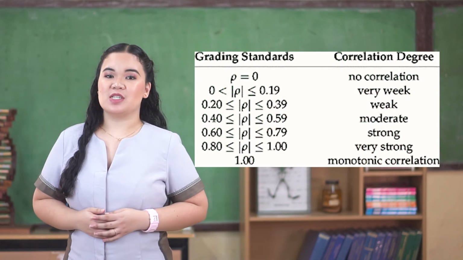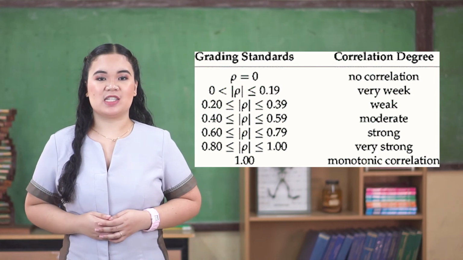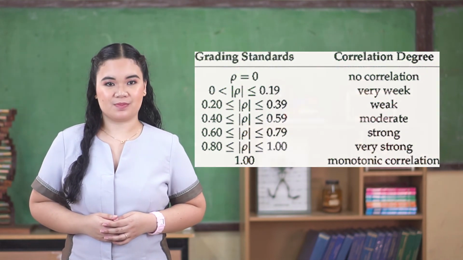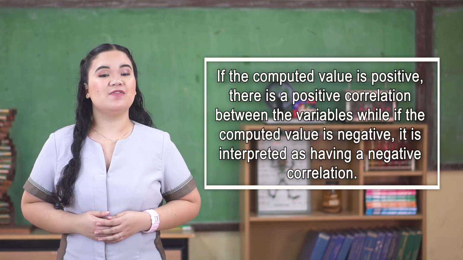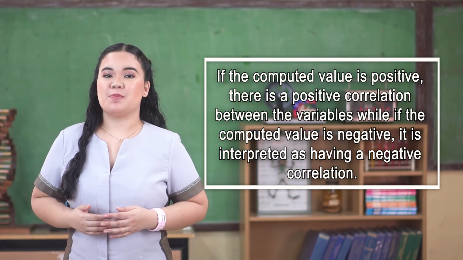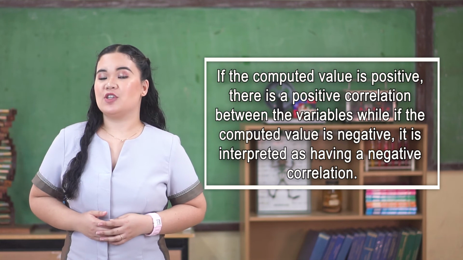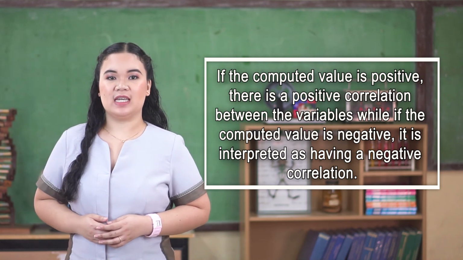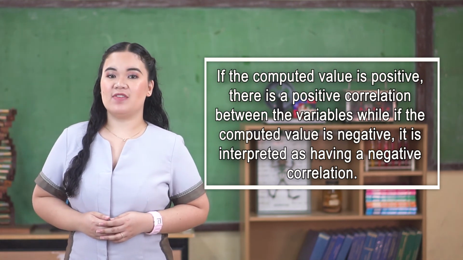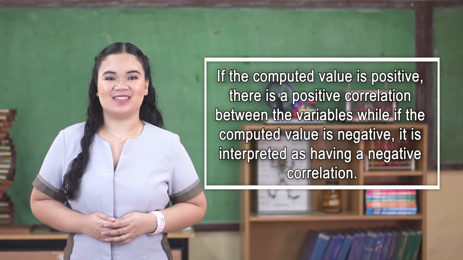We have also computed for data or problem using the Spearman's rank correlation coefficient. We use this table to describe the strength of correlation based on the computed value. If the computed value is positive, there is a positive correlation between the variables, while if the computed value is negative, it is interpreted as having a negative correlation.